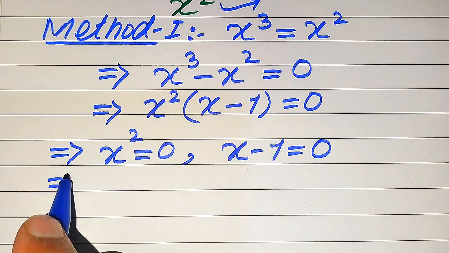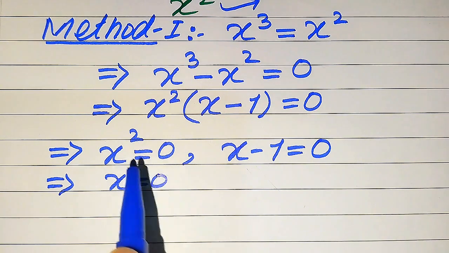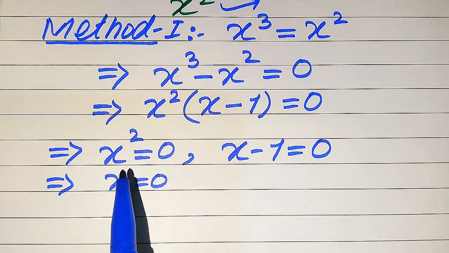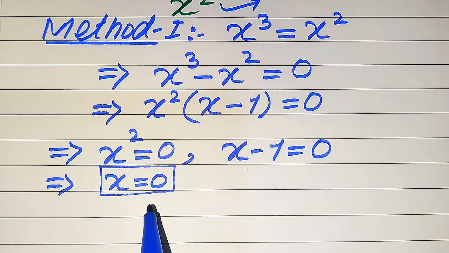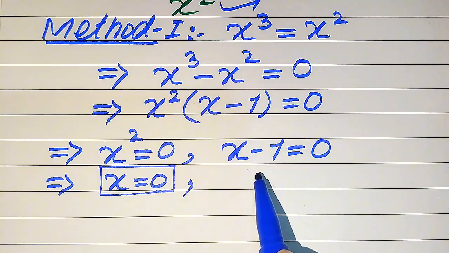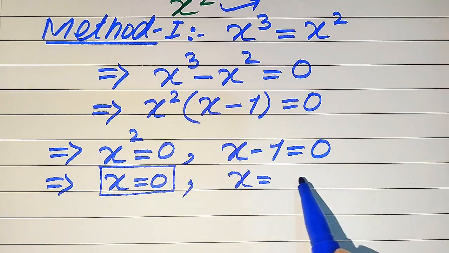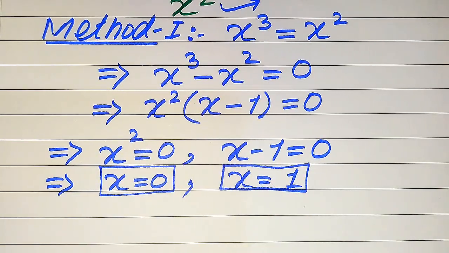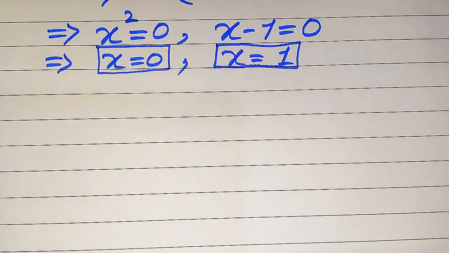And from here we easily get the value of x equals 0, because when you take the square root on both of the sides, then the square and square root are gone and you get here the value of x equals 0. So this is our first root of the given equation, and from here we move this minus 1 to the right hand side and we get here our x equals 1. So this is our second root of the given equation. So in the first method, we get two roots of the given equation.